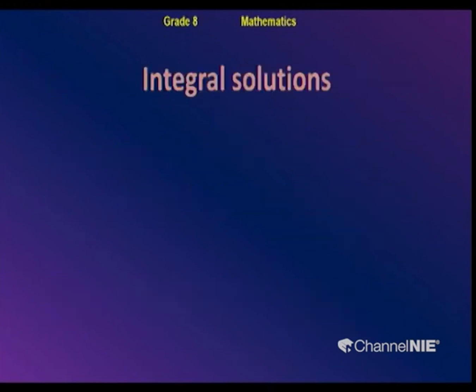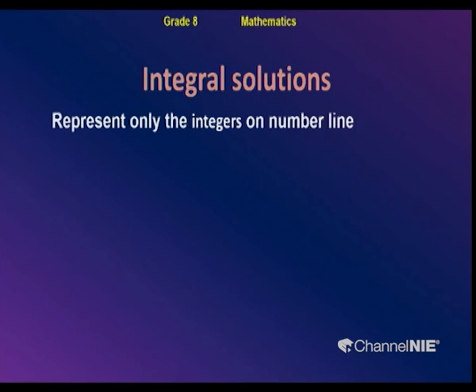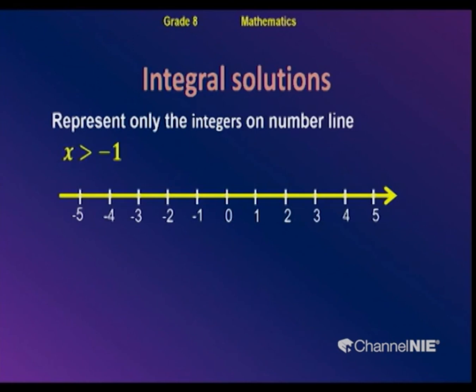So, next let us move to the integral solutions. Integral solution means when we represent only the integers on the number line. For example, X is greater than minus 1. So, there is a number line. Now, we have to represent this inequality on the number line. You have to find minus 1. X is not equal to minus 1. X is greater than minus 1.